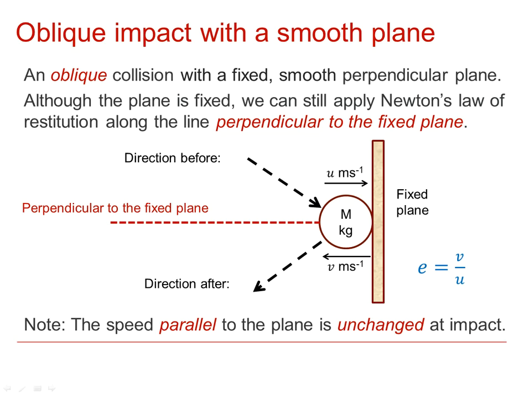In an oblique collision, as long as the plane is smooth, the speeds parallel to the plane aren't going to change because there's no force acting parallel to the plane. And perpendicular to the plane, we can look at the effect of E on the speeds. So we can consider the motion in two parts, one perpendicular to the plane where E is equal to v over u, and one parallel where the speed will be unchanged.